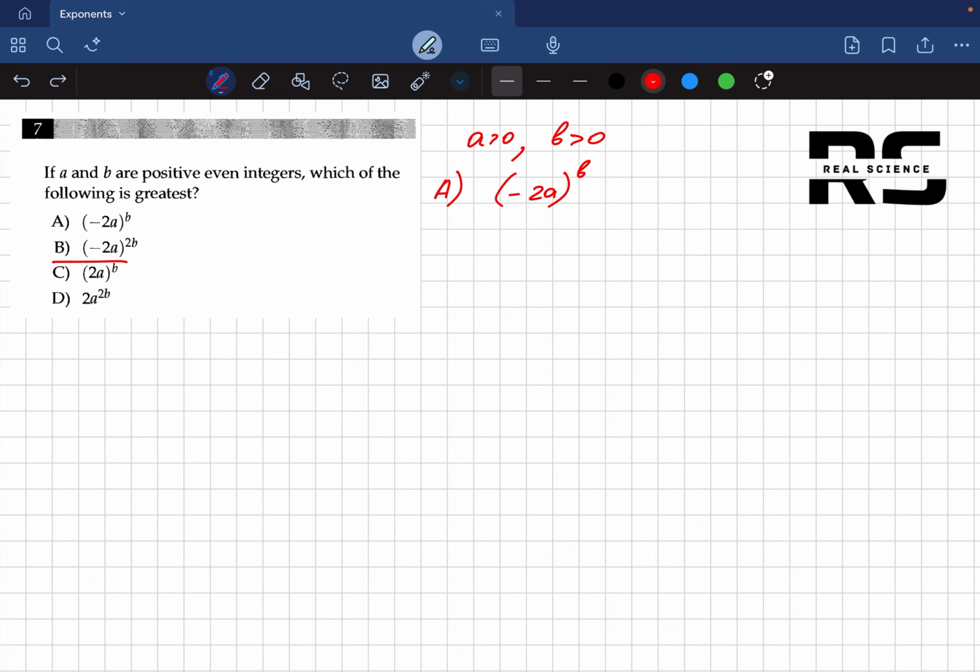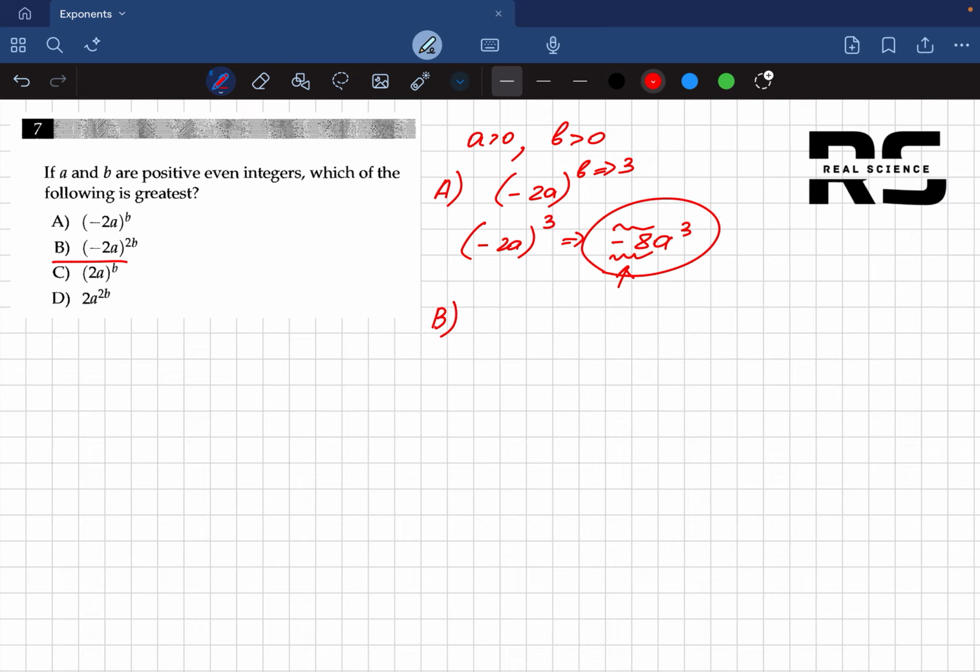some number, let's say 0.1, or let's say it might be 3. So that's going to become minus 2a to the power of 3, and that would be minus 8a cubed. So this number, minus 8, would just make our number negative. That's why we don't take this A as an option. Why? Because we want to find the greatest number, but because we have minus 8 here, the number would be negative.